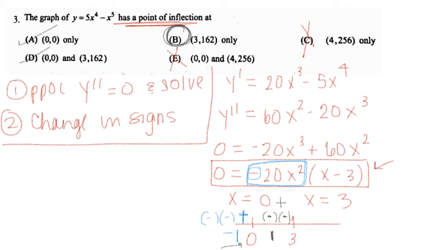I would check a point over here, maybe choose 4 just to make sure I do have a sign change and didn't mess up my signs between 0 and 3. And if we choose 4 over here, again, that outer part stays negative, but 4 minus 3 is a positive, and I do have a sign change here at 3. So that means that I'm going to have a point of inflection at B.